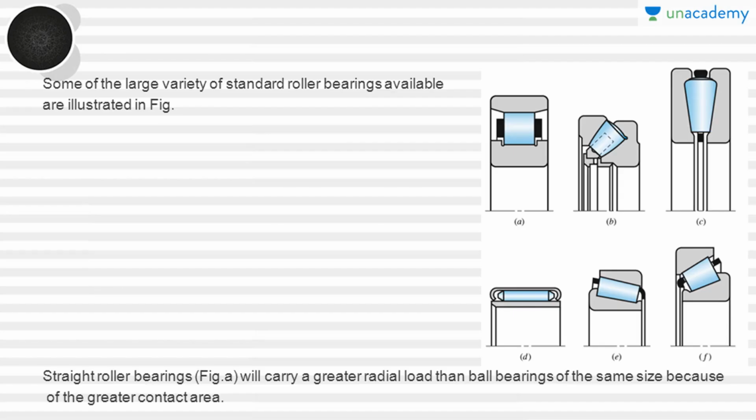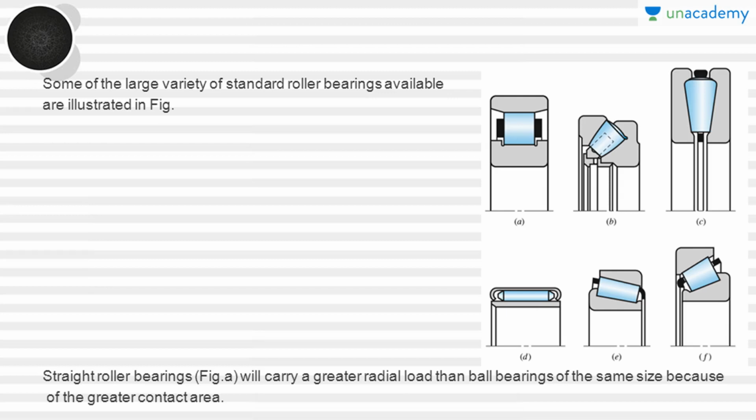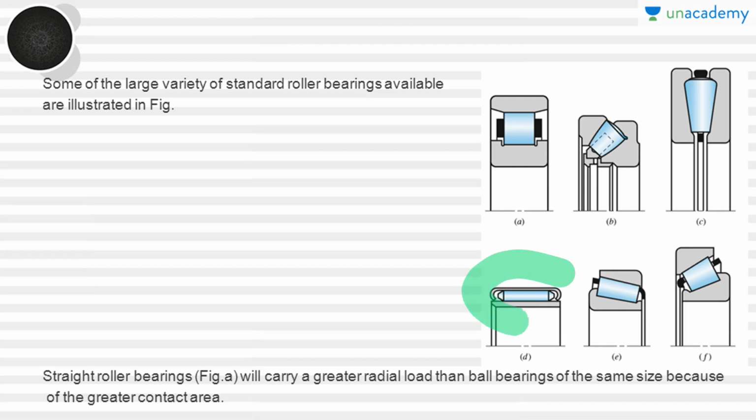Next, in figure D, we have needle bearings. These are the needle bearings, where the rolling element looks like a needle, right? That's why we call them needle bearings, and they are very useful where radial space is limited. If we have space limitations, we have to go for the needle bearings because, as you can see, their size is very small compared with the other roller bearings.